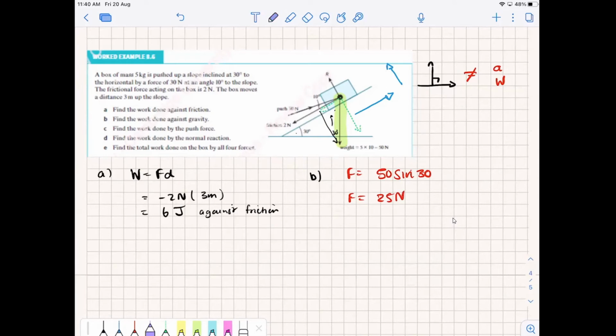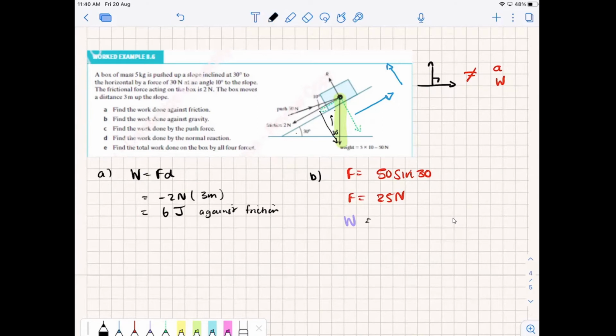Right, now we can calculate work. 25 times how far the box is? 3 meters. So that is 75 newtons, I believe. Okay. Now, I'm being very naughty. Very naughty. Teaching you wrong.